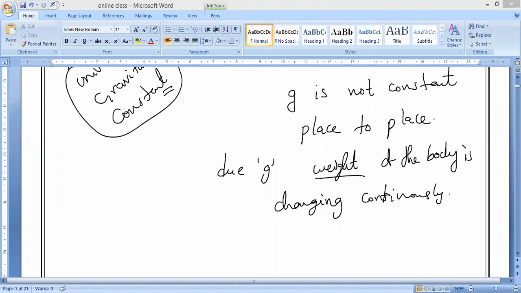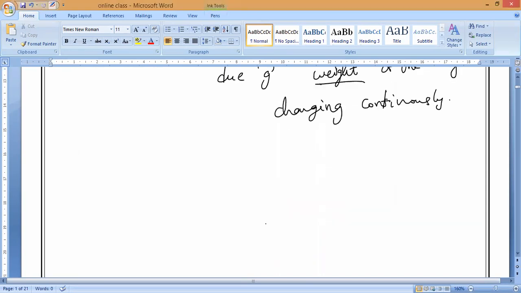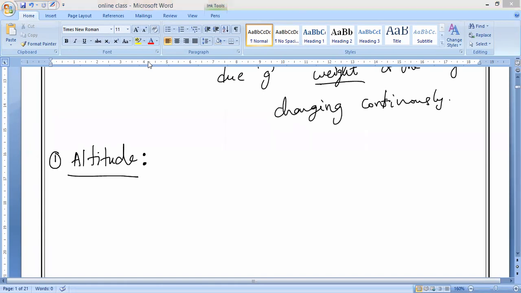The first factor that affects the acceleration due to gravity is altitude. What do you mean by altitude? Height, sir. Remember, altitude is height. You may have heard the word elevation. Yes, sir, elevation we can say.